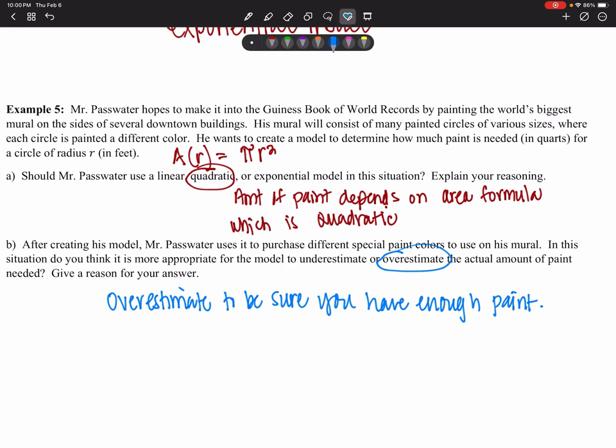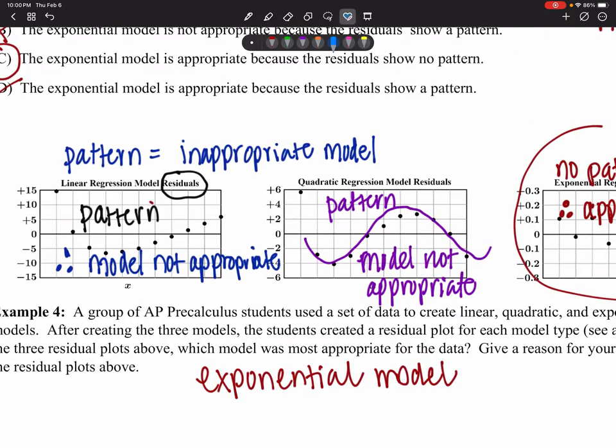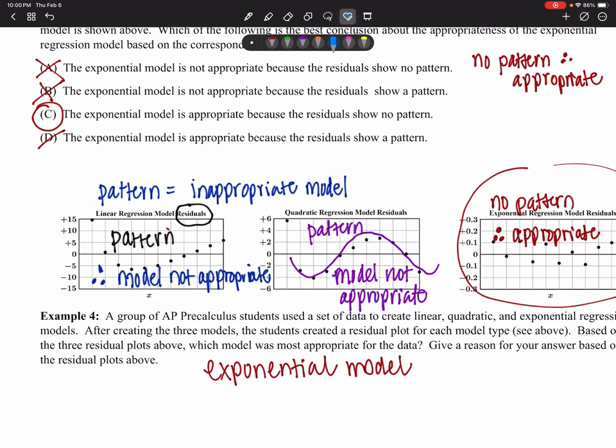So that talks a little bit about residuals and their residual plots. These plots of the residuals: when there's a pattern, inappropriate model; no pattern, appropriate model.